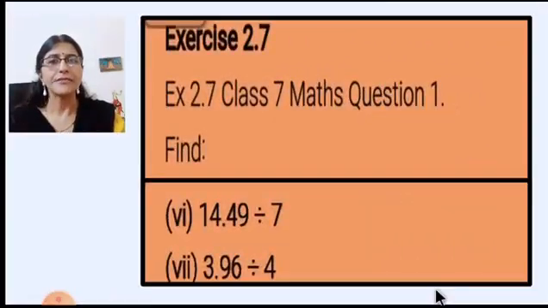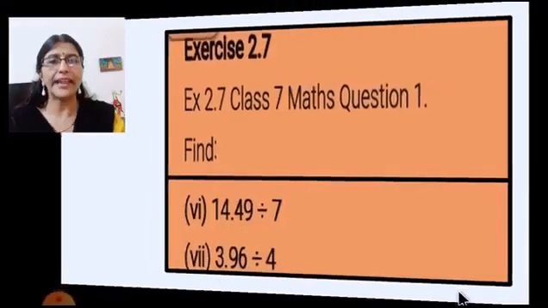Now next is from next exercise 2.7, question number 1. Find here 14.49 divided by 7, 3.96 divided by 4. So let us see how to divide them.